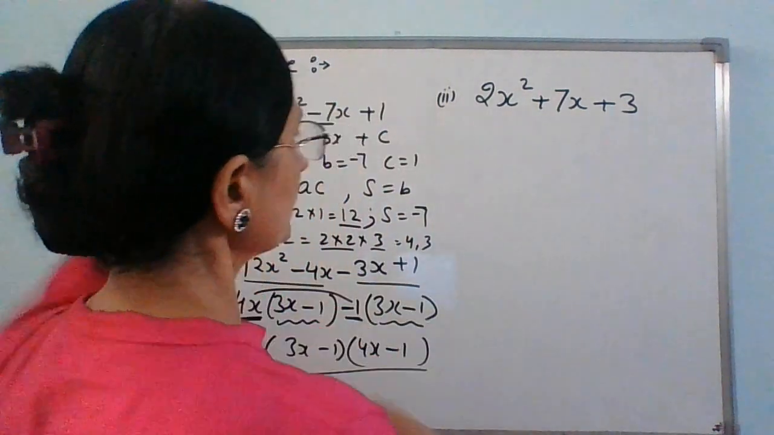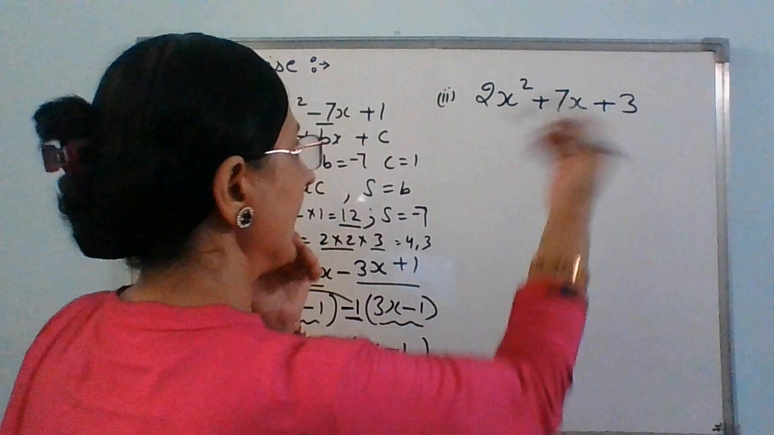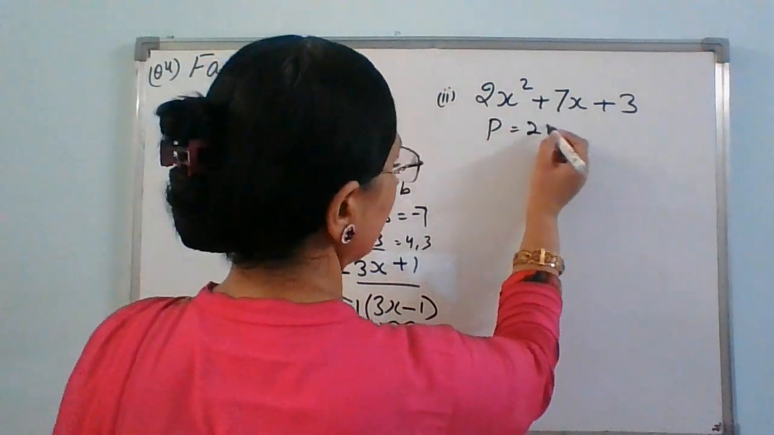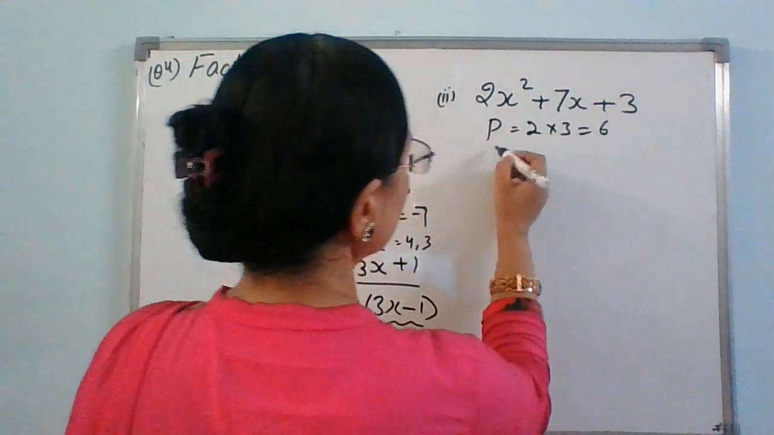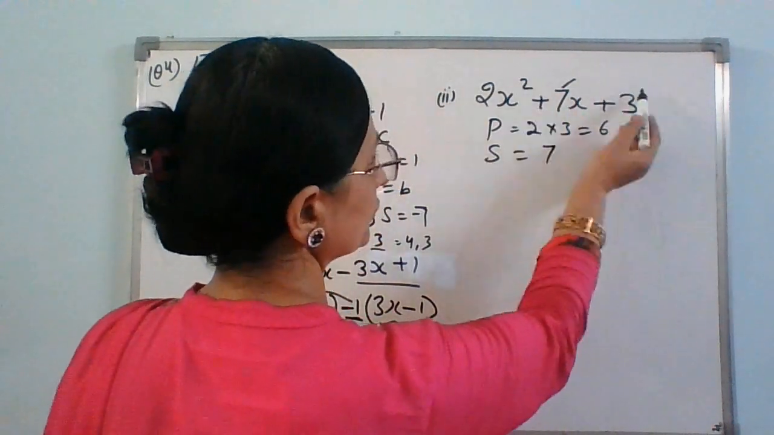I need to check the product. I don't have to write this again and again: ax square plus bx plus c. I know the product is A into C, that is 2 into 3, 6. The sum is 7. This is the sum, and the product is formed by these two.